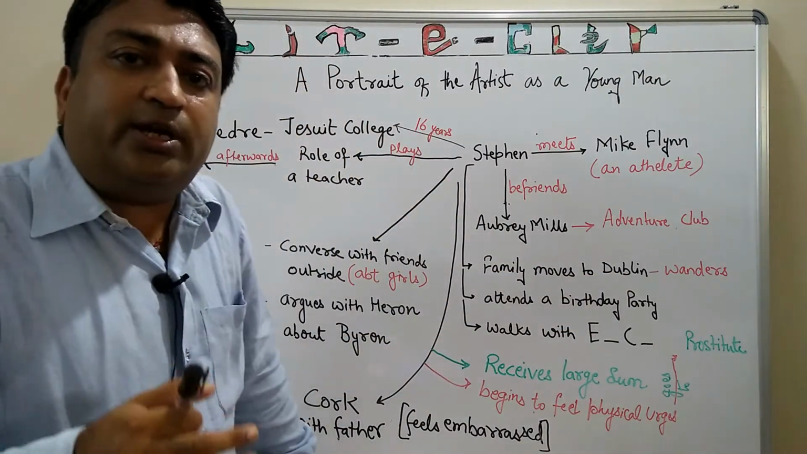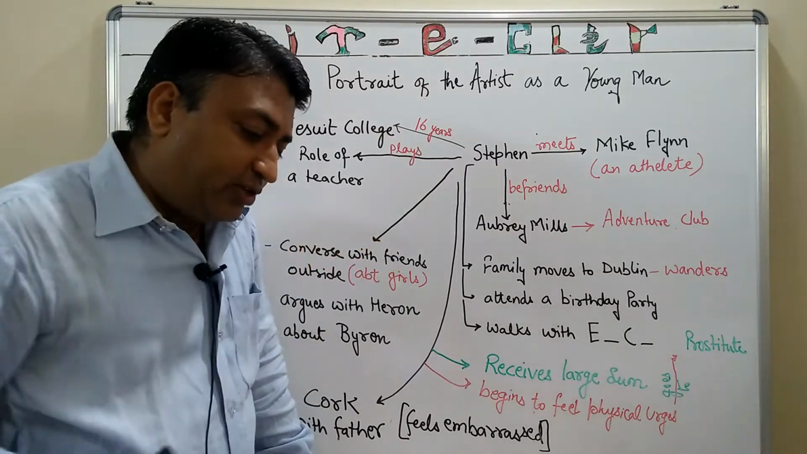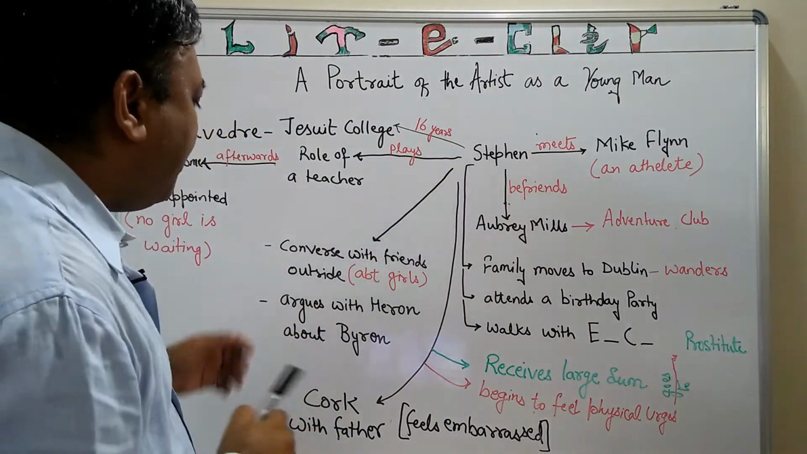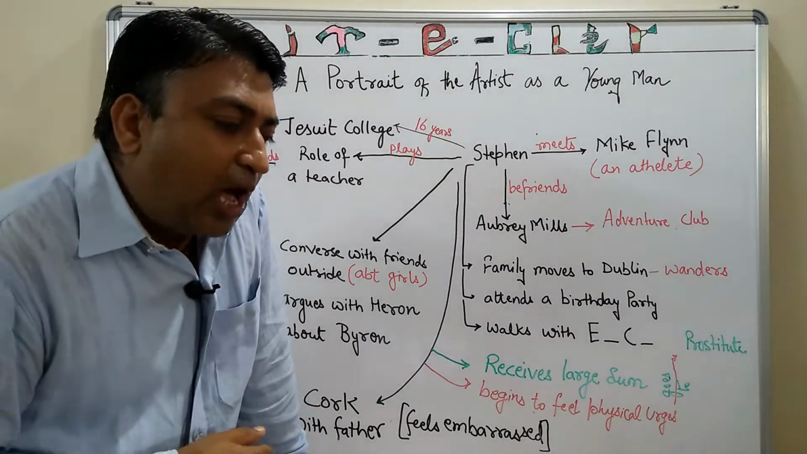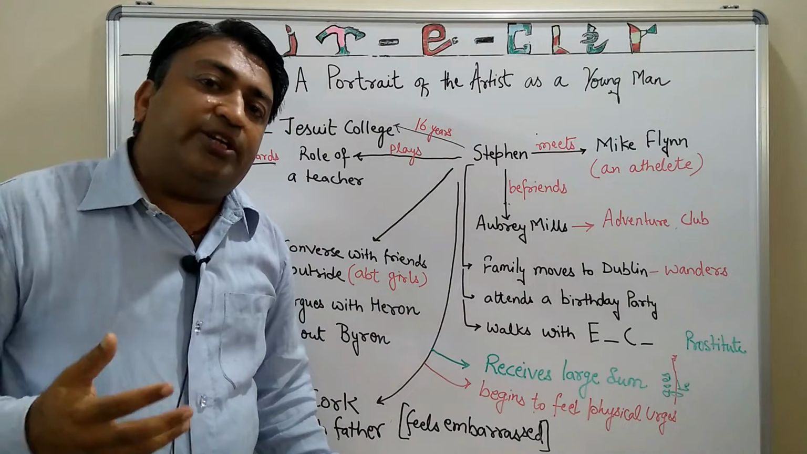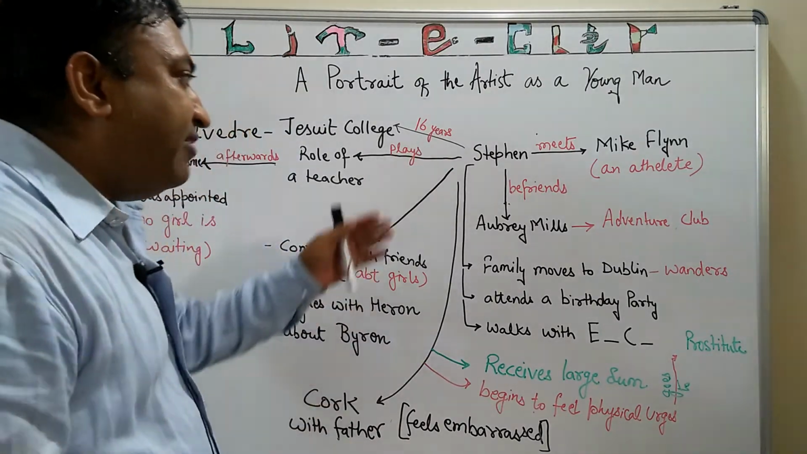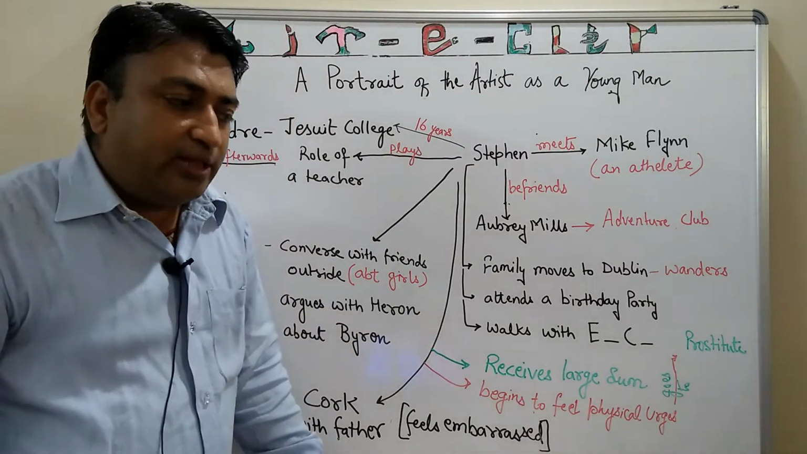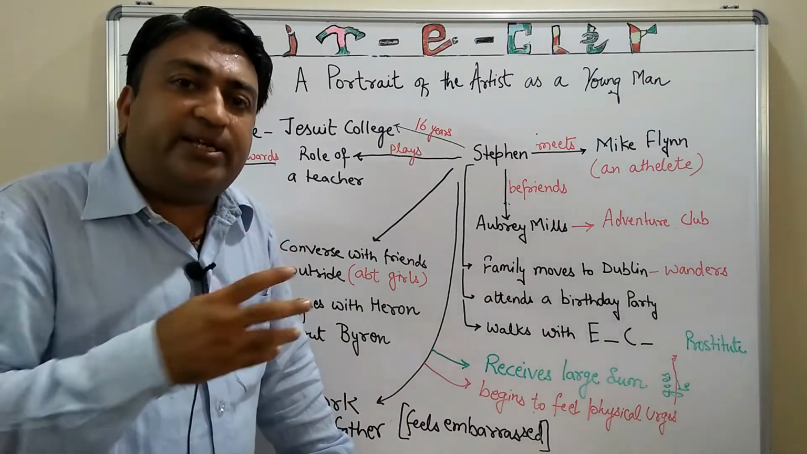He thinks about two years back when he met this girl during that train journey, and how he tried to compose a poem. He also remembers how he argued with his friends, especially Heron, when they were discussing their favorite poet, favorite literary artist, and when Stephen told them that he liked Byron, they all criticized him because according to them, Byron was a heretic.